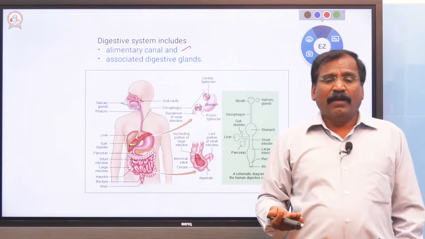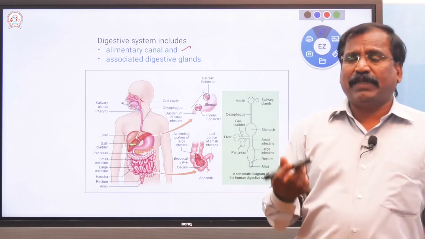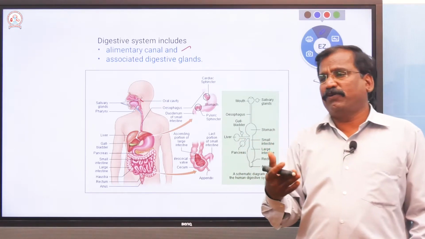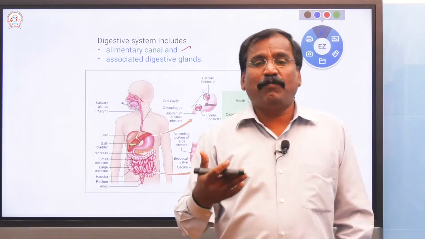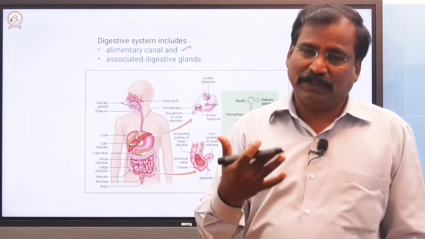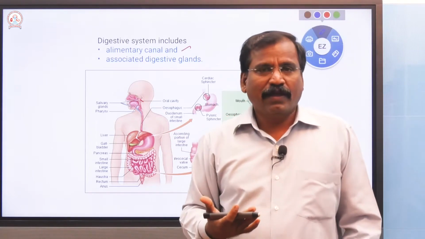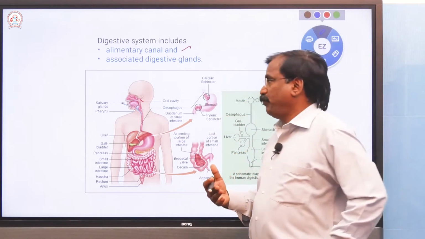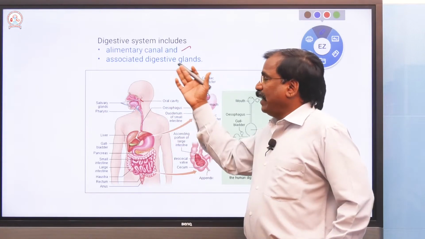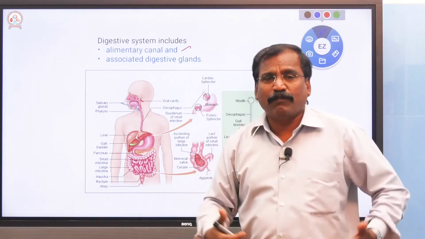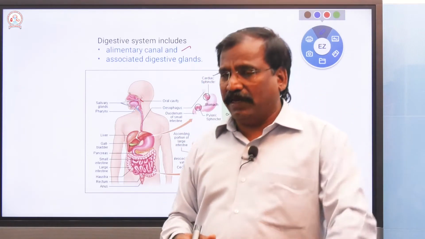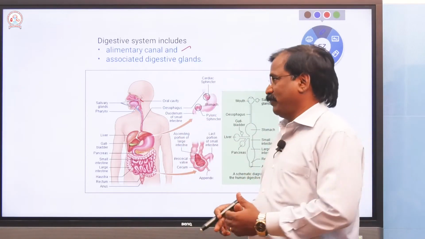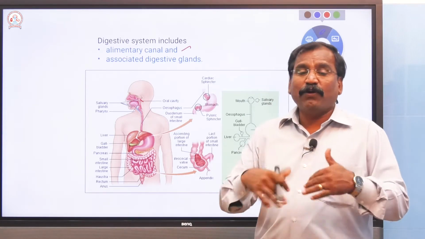That chemical digestion, which breaks down complex molecules into simpler ones, needs enzymes. It is with the help of enzymes only that chemical digestion takes place. The digestive glands are responsible for the production of the enzymes. The enzymes act as catalysts. It is a biocatalyst.